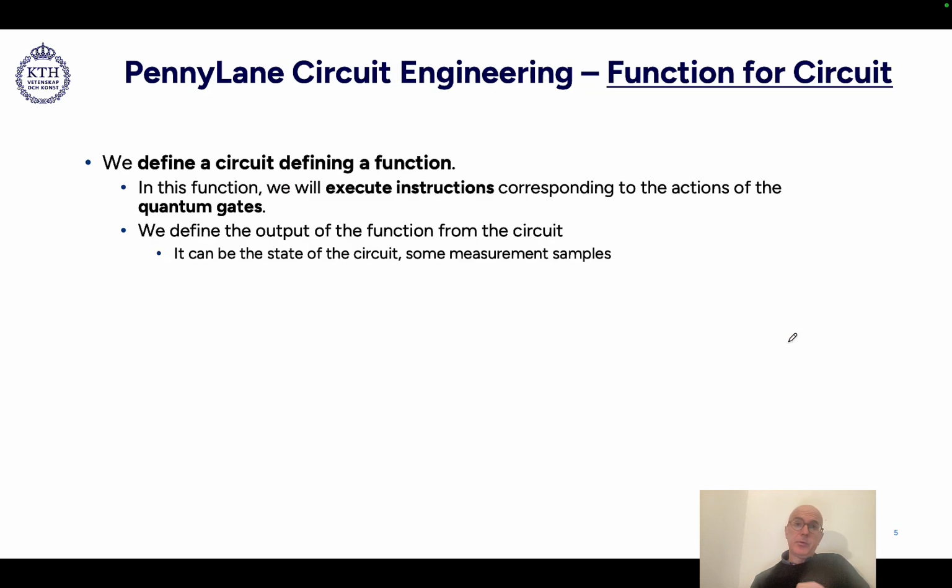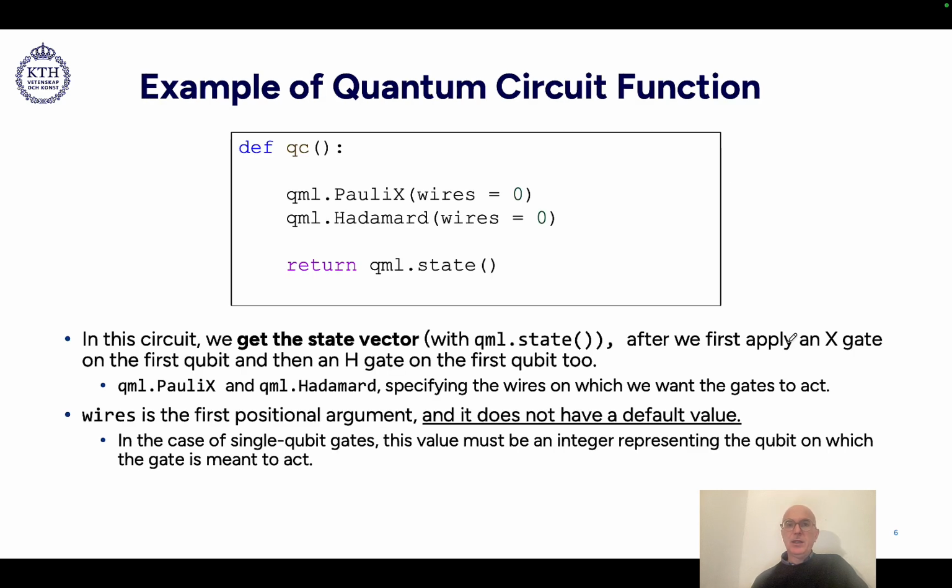So that's the first part. We first tell where we want to run, and the second most important part is how to define the quantum circuit that we want to run. We define a circuit by defining a Python function. In this function, we will execute instructions corresponding to the action of the quantum gates, and then we will also define the output of the function from the circuit. For instance, it can be the amplitudes of the different quantum states or some measurement samples. Let's see an example of a quantum circuit function definition.